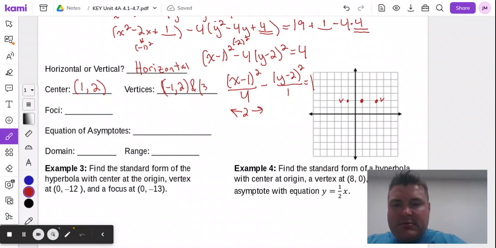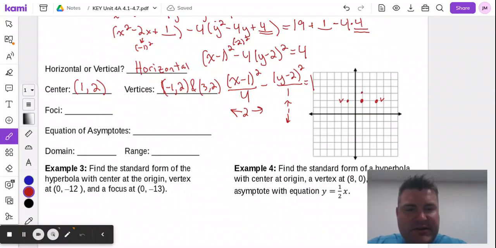And 3, 2. Okay, if I do co-vertices, it's going to go up and down 1. Not really that important to label the co-vertices, but they do kind of help us with our asymptotes when we get there. Foci, add those two numbers up.